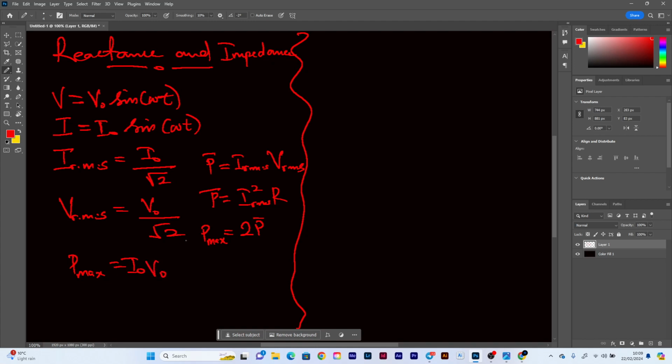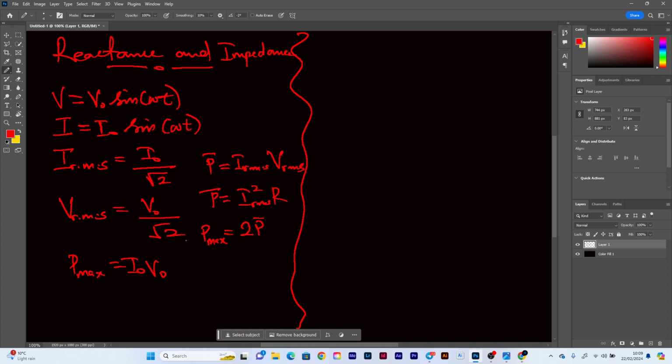So these are the equations that we explored in the last class. Am I right? Yes, sir. And we were able to explain how we come about each equation and the usefulness of each one. So today we want to move forward into reactance and impedance.